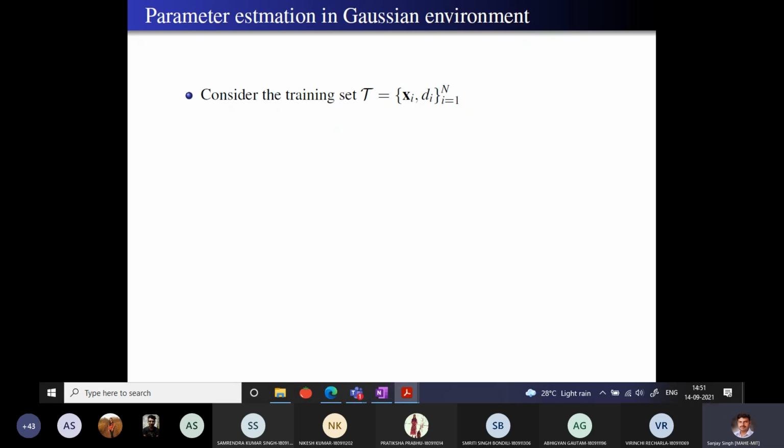So first we are considering that this entire training example, the size maybe let's say n samples are there, x i d i.